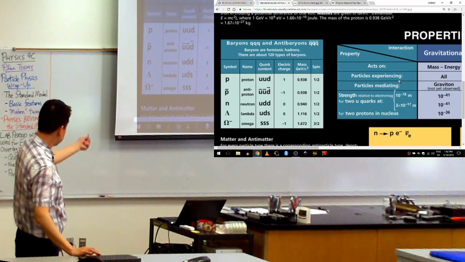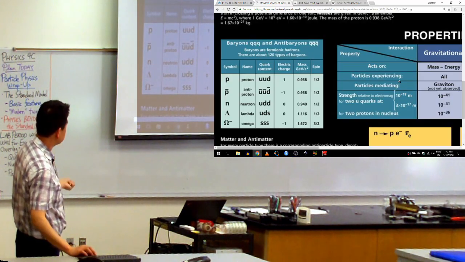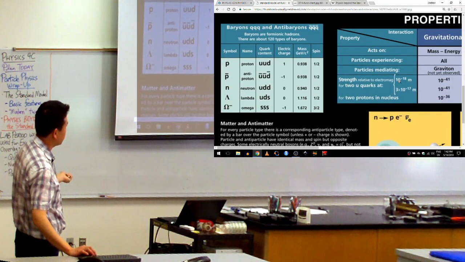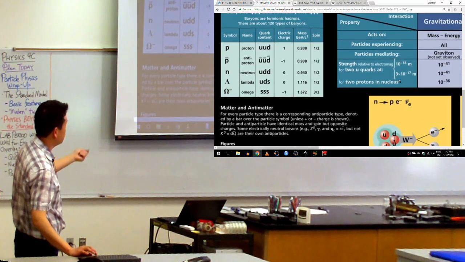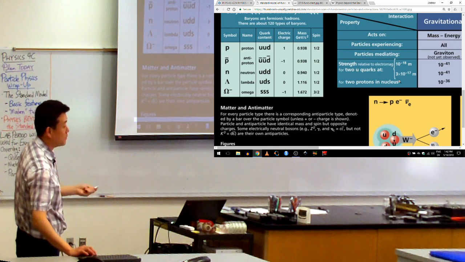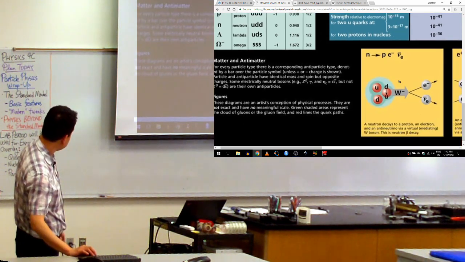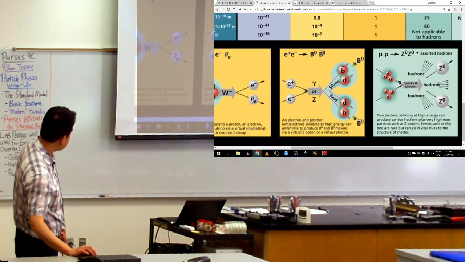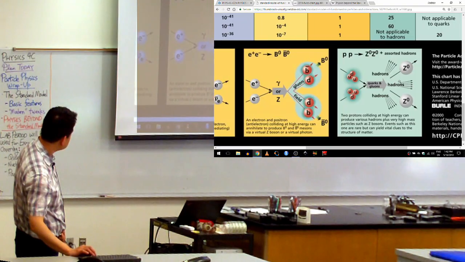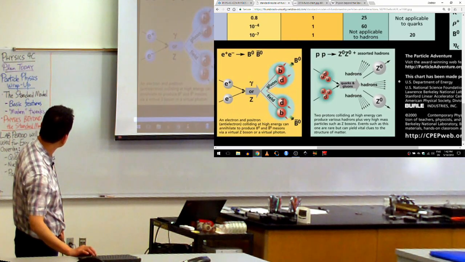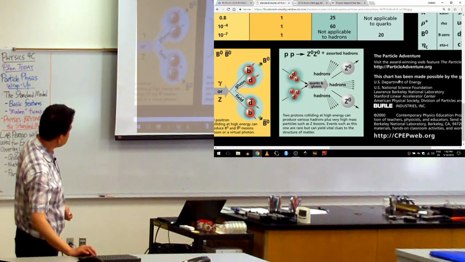So these are the baryons. I don't know what else to say about them. Proton is the lightest baryon, that's why it's stable. I guess that's everything. Did I forget anything? So that's the standard model.